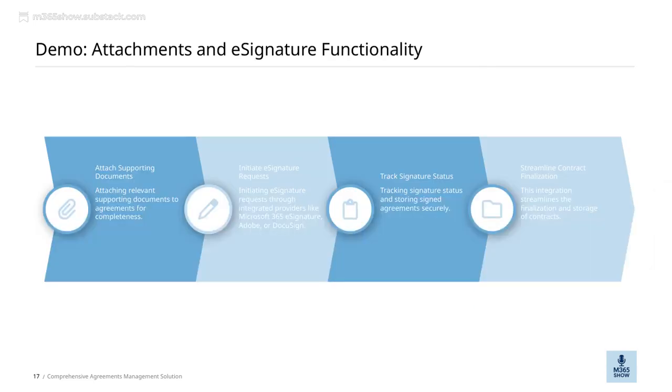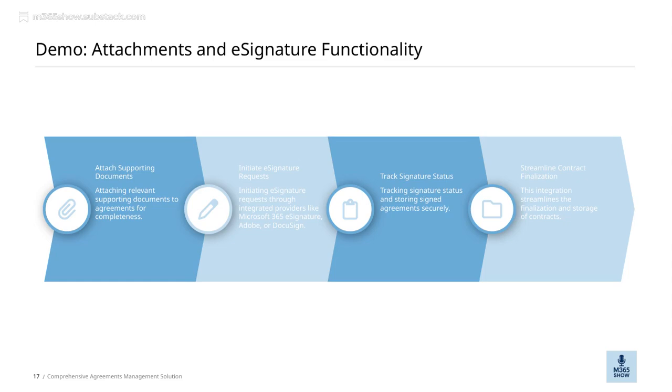Now, let's take a closer look at how our attachments and e-signature functionality enhance our agreements management. This integration truly streamlines the finalization and storage of contracts, making the entire process more efficient. One of the key benefits is the ability to easily track the signature status. You can see at a glance who has signed and who still needs to, and all signed agreements are stored securely, ensuring compliance and easy access when needed.